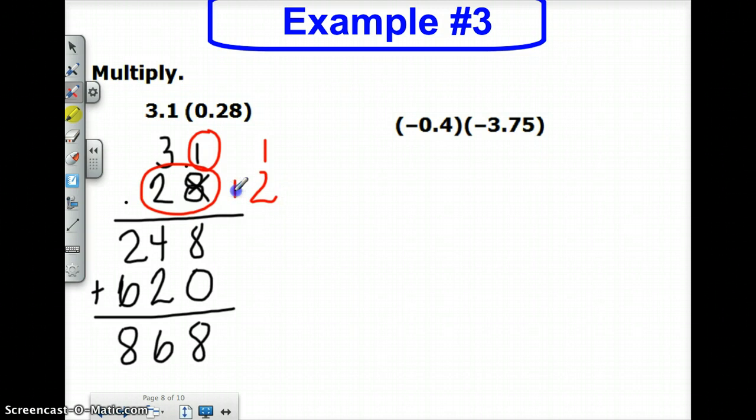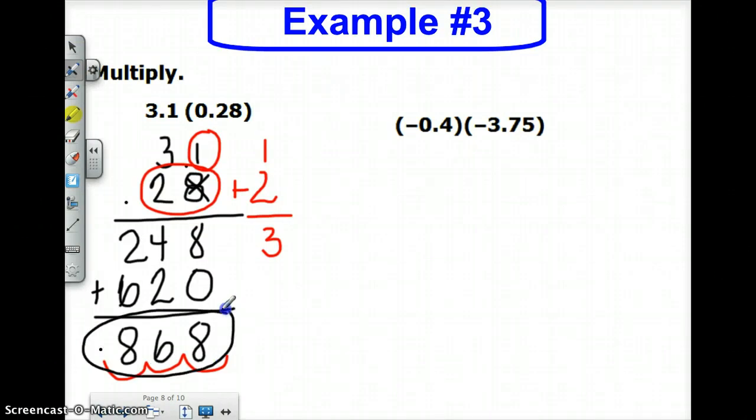1 plus 2 makes 3, and that tells me how many places from the right I need to move my decimal. So starting at the right, 1, 2, 3, and now I can go ahead and place my decimal point in, and our final answer is 868 thousandths.